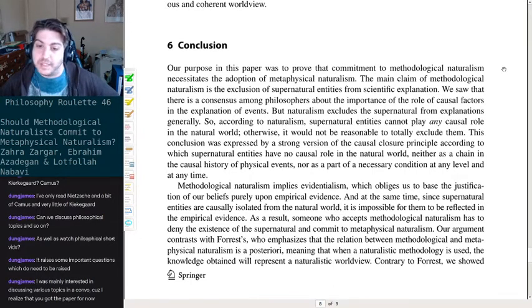This conclusion was expressed by a strong version of the causal closure principle, according to which supernatural entities have no causal role in the natural world, neither as a chain in the causal history of physical events, nor as a part of a necessary condition at any level at any time.